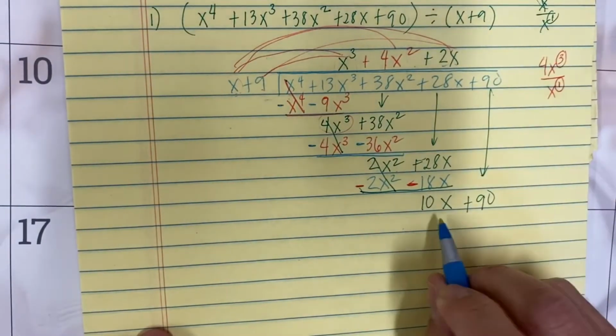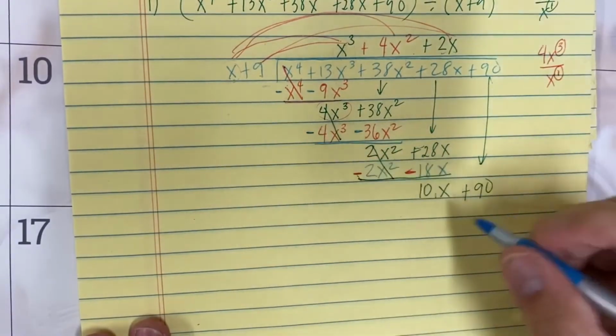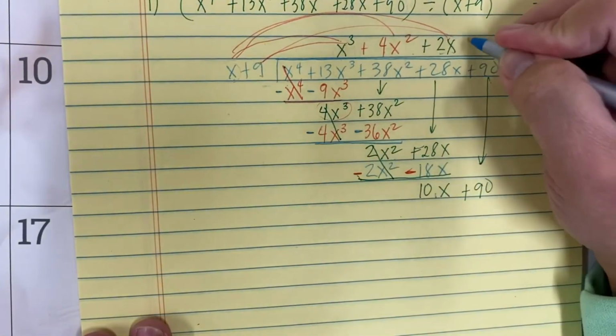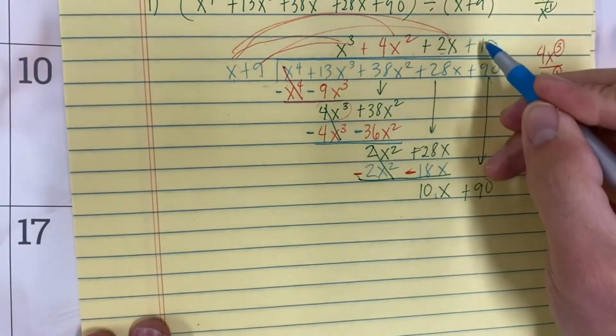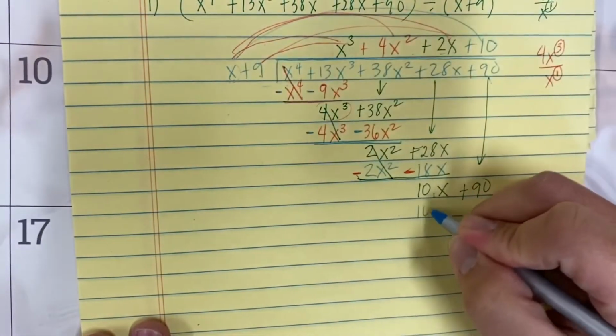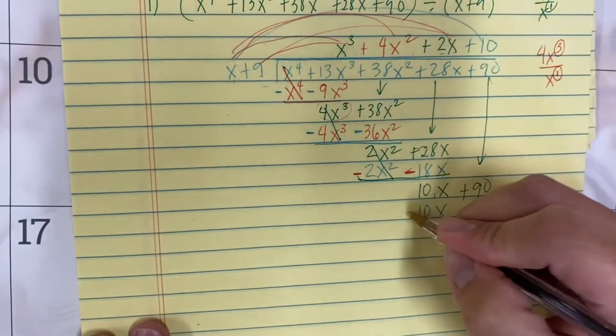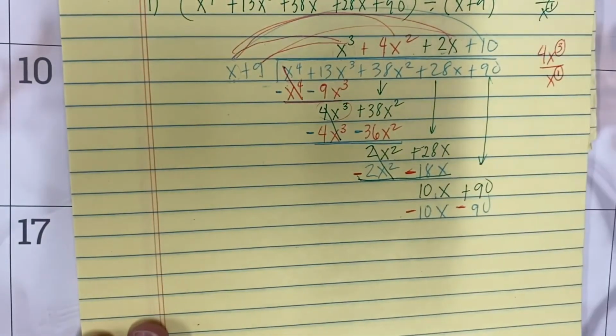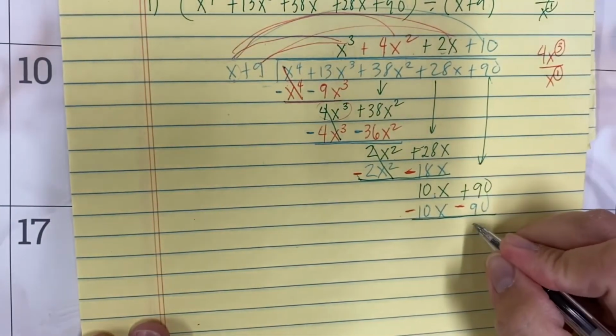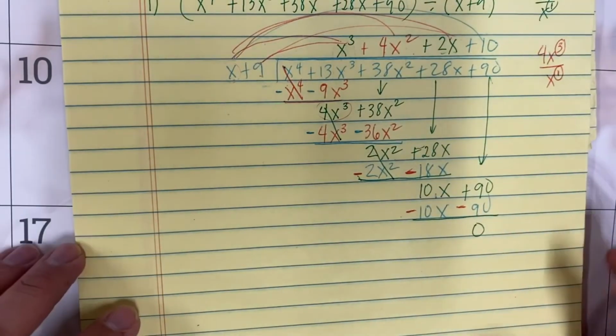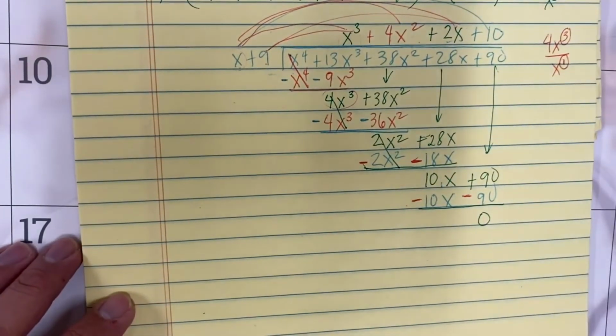Then repeat the method. 10x divided by x is just positive 10. Then 10 times x is 10x, and 10 times 9 is 90. Flip the signs, minus minus. So therefore, the remainder is 0. Okay? Two things that you have to learn here.